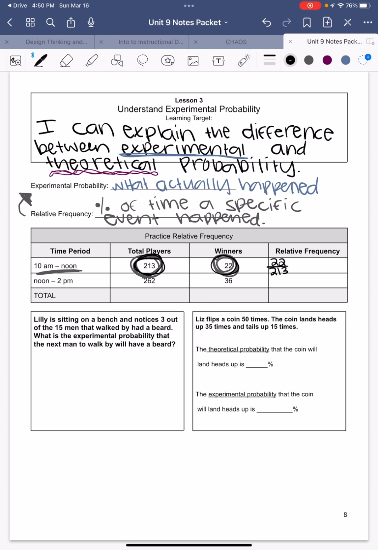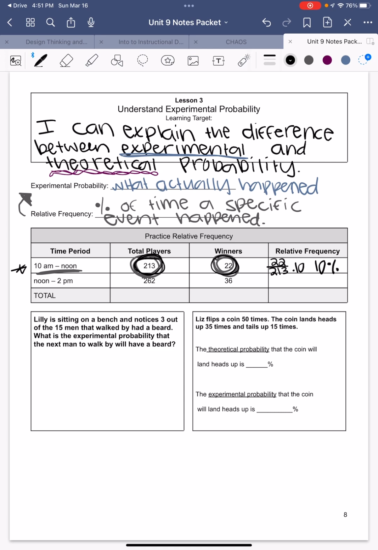So in order to get that fraction to a decimal, we would do 22 divided by 213. So if you don't have your calculator, pause this and go grab it. And with rounding, we're going to get 0.10, which is going to be times 100 to get 10%. So we know from 10 a.m. to noon, 10% of the players won, which means 90% lost.